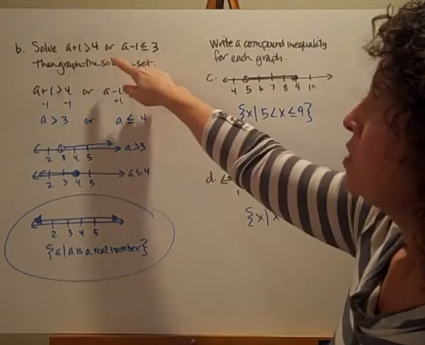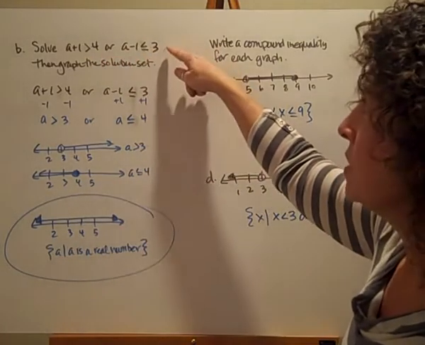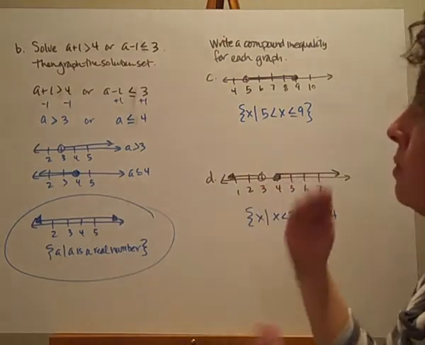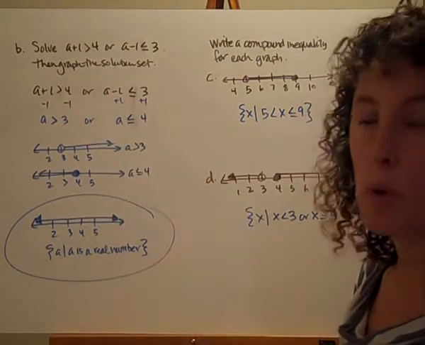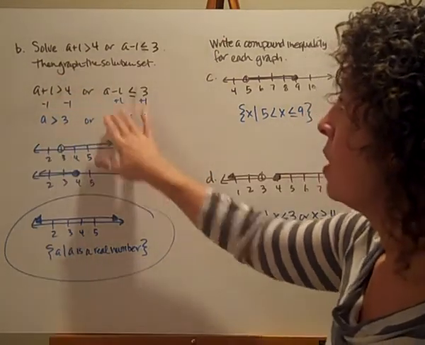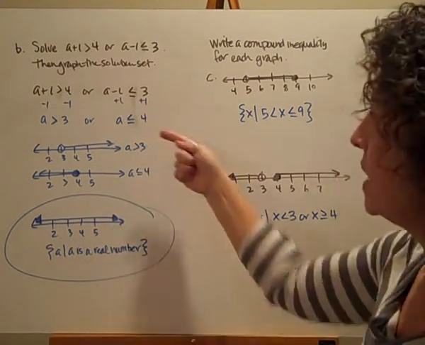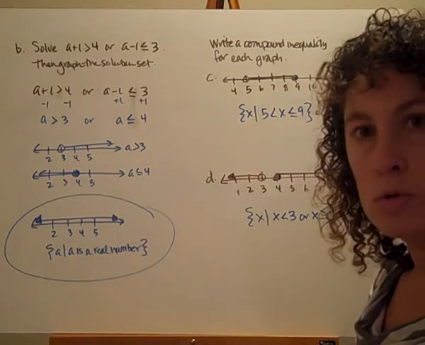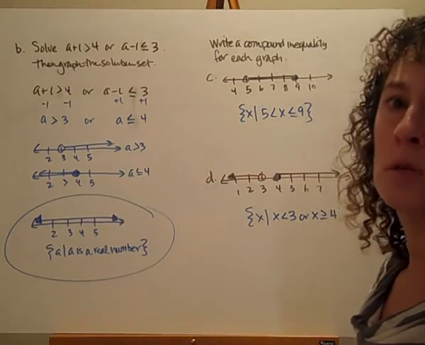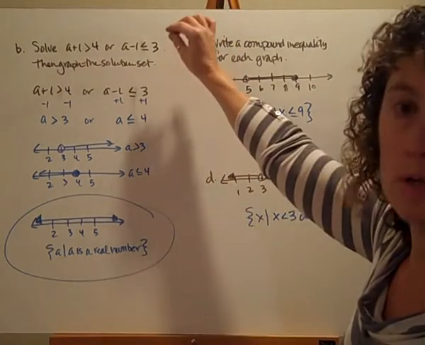Solve a + 1 > 4 or a − 1 ≤ 3, and then we're going to graph that. So again, I'm going to solve both of those inequalities. I get a > 3 or a ≤ 4. I'm going to graph both of them and see what they look like individually, and then I'm going to combine those two sets in a union to come up with the solution set for the compound inequality that we started with.